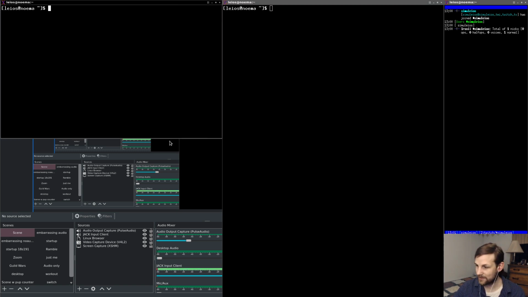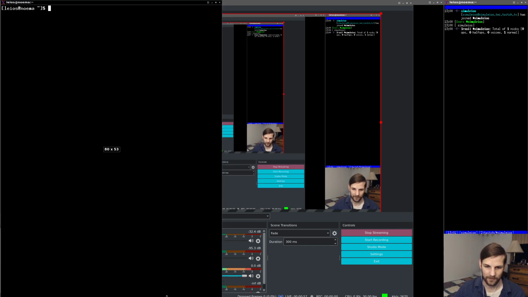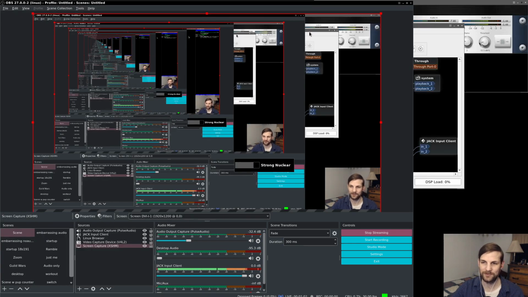Also, for anyone who might have thought that I use a tiling window manager, I do not. I use OpenBox, and I just happen to have a semi-tiling setup. So that should be good there.